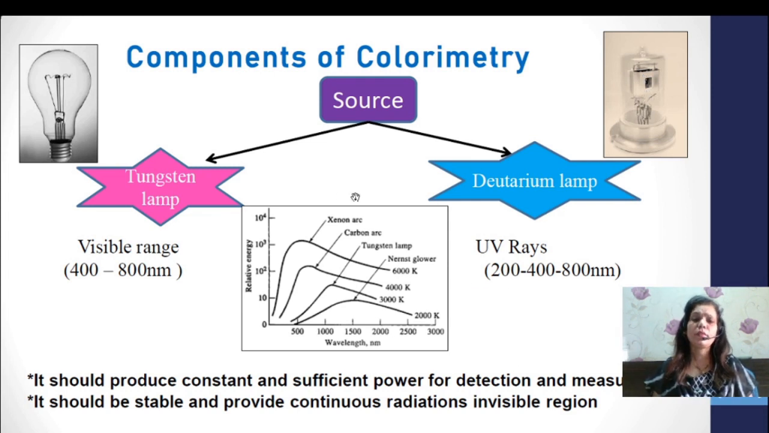The basic requirement of a source to be utilized in a colorimeter and spectrophotometer is that it should produce constant and sufficient power during the detection and measurement. It should provide stable and continuous radiation in the visible region as well as the UV region.